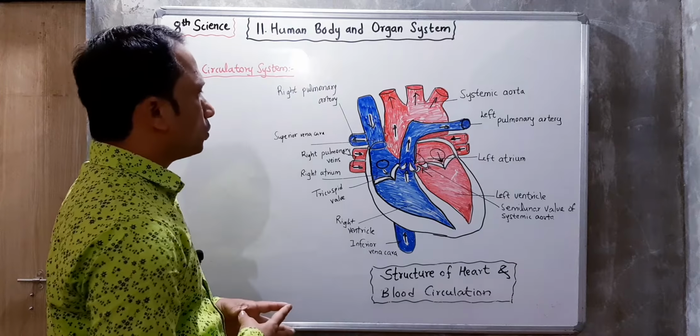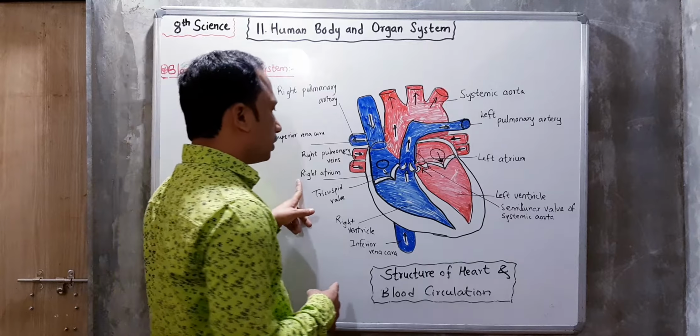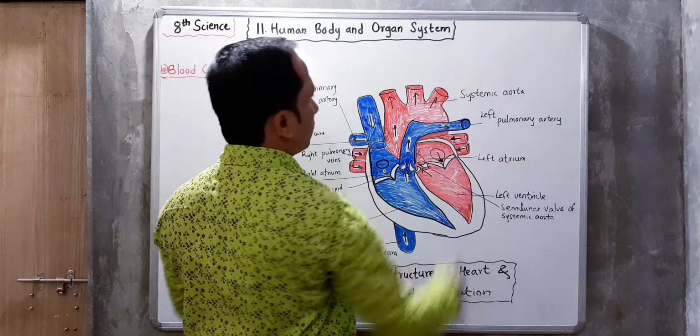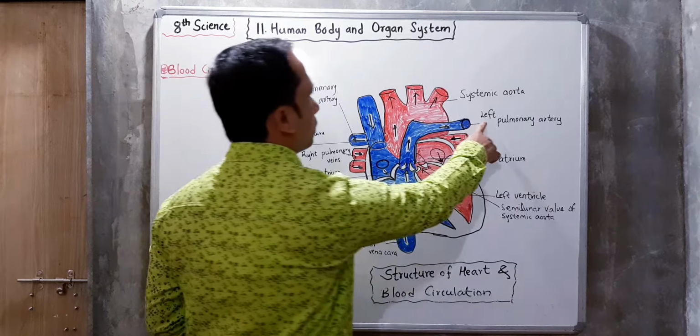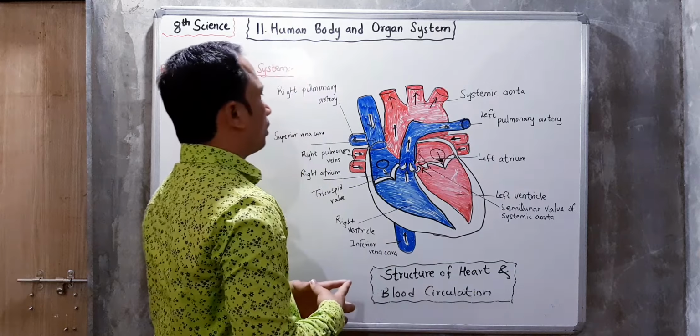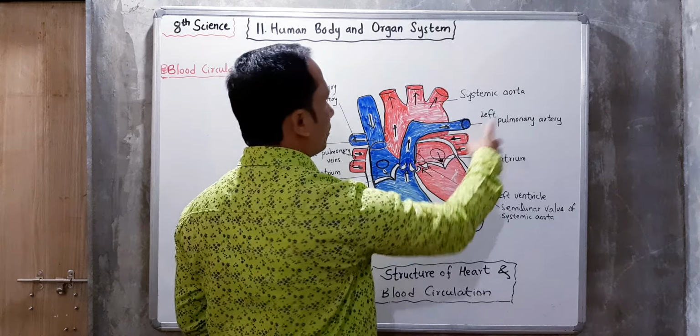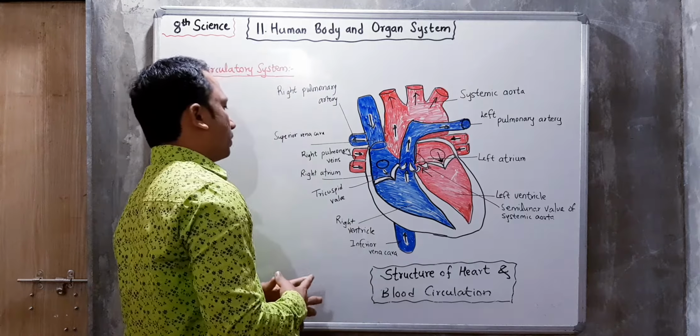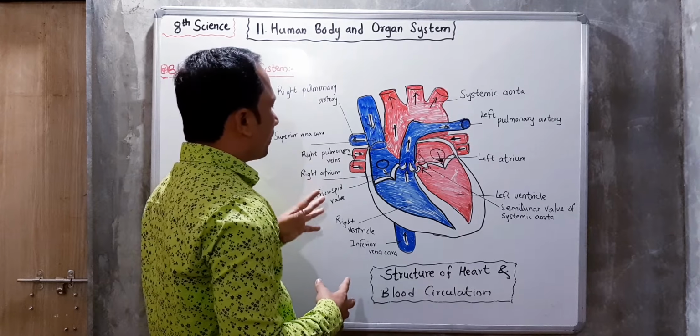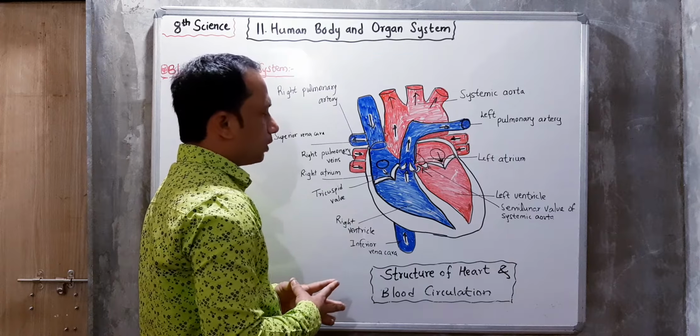Now, this is the right atrium. The left atrium is here. Then the left pulmonary artery is there, and the right pulmonary veins. There are left pulmonary arteries and right pulmonary veins. Now the tricuspid valve is there.